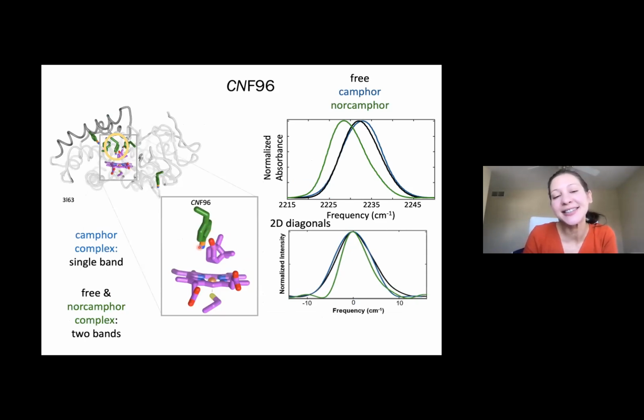All right, our residue is 96 here. And this is interesting because this cyano group is pointing right at the carbonyl of the substrate. So it's probably going to be sensitive to its motion. In this case, we saw differences in our perturbation in the spectra upon binding both substrates.